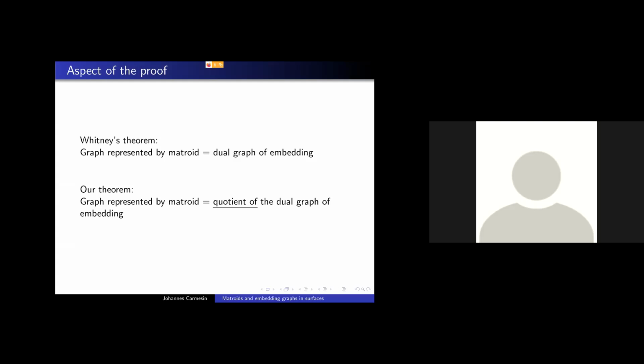So in Whitney's original theorem, the graph represented by the matroid was always equal to the dual graph of the embedding. However, in our theorem, the graph represented by the matroid will only be equal to a quotient of the dual graph of the embedding. And taking a quotient just means identifying arbitrary vertices, right? So you say that a small graph is a quotient of a big graph if you can get the small graph from the big graph by identifying some vertices.